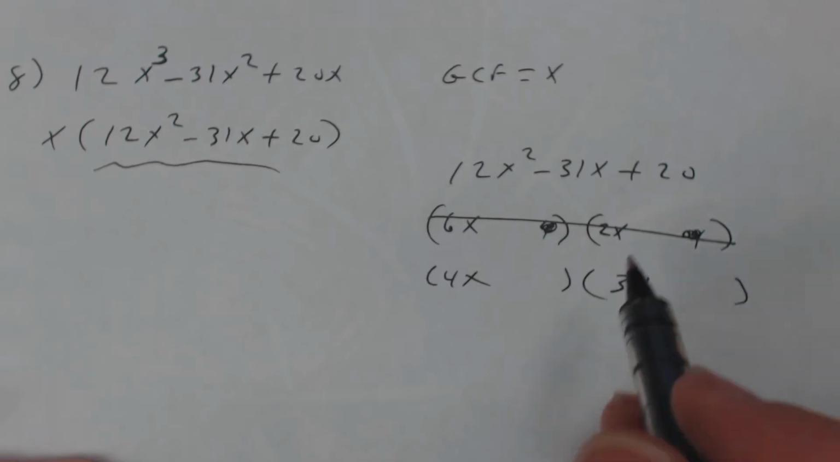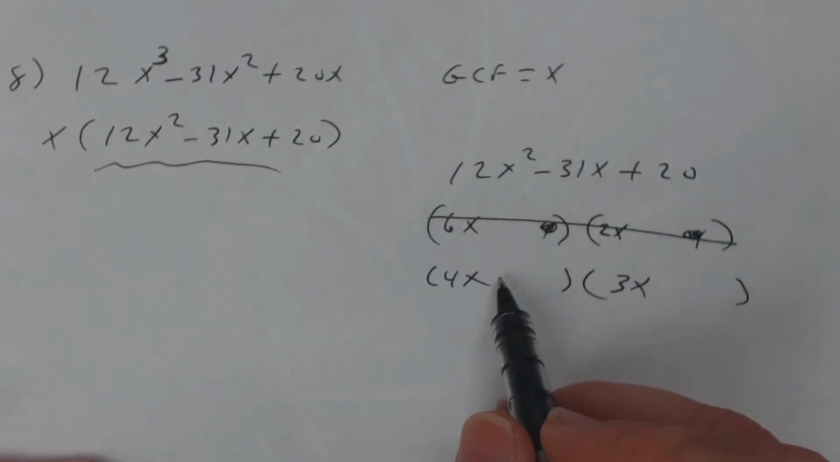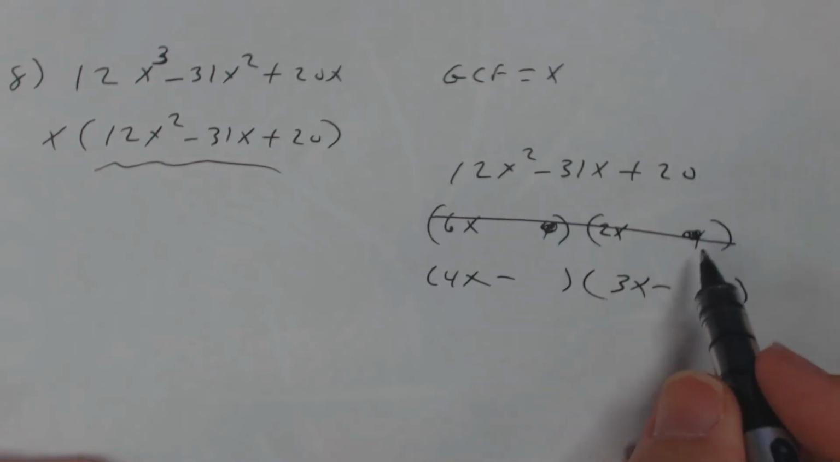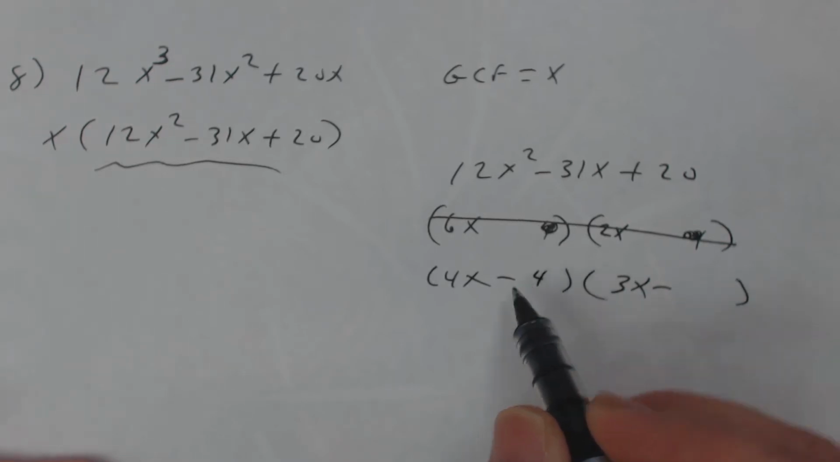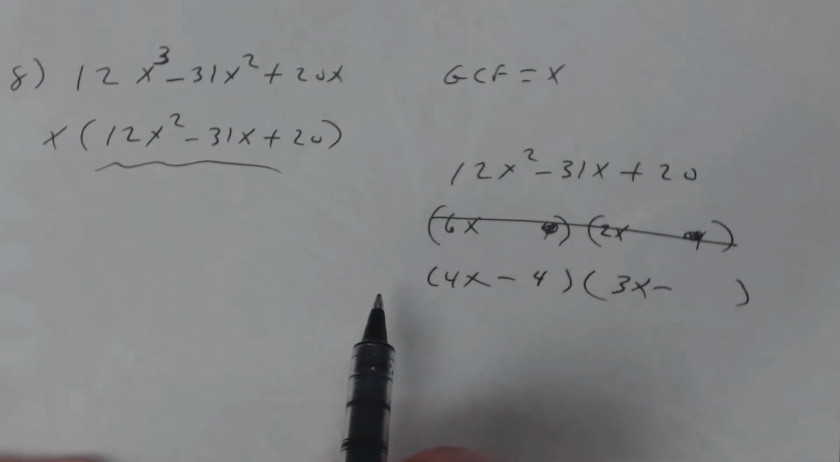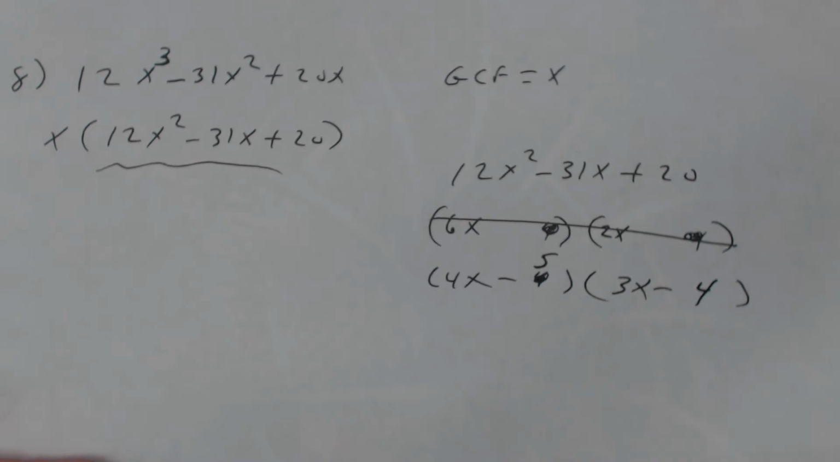Okay, so now remember the last sign's positive. So that means that these signs can be the same and they're going to be negative. They're going to be that middle sign. So let's try 5 and 4. Now I know that I cannot put the 4 here, because that means I could factor out a 4 from here, and I can't. So I'm going to put the 5 here and the 4 there.